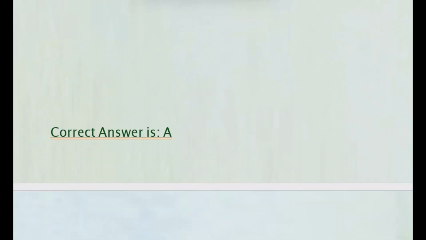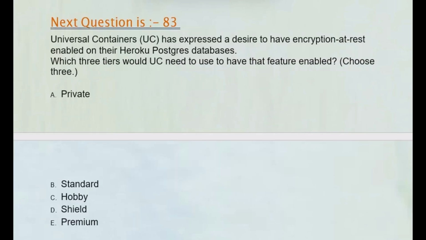Correct answer is option A. Question: Universal Containers (UC) has expressed a desire to have encryption at rest enabled on their Heroku Postgres databases. Which 3 tiers would UC need to use to have that feature enabled?